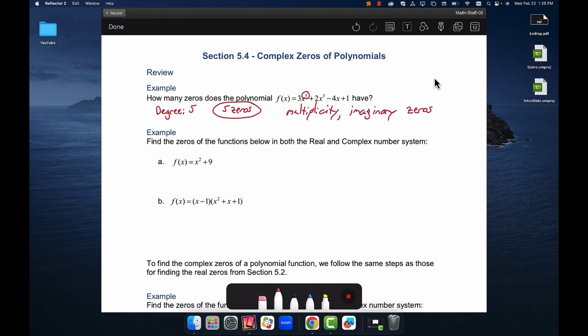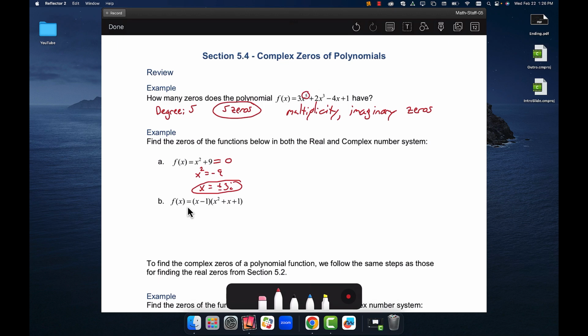Next, let's find the zeros of the following functions in both real and complex numbers. So to find zeros, remember we set the function equal to 0, and in this first one we'll simply subtract 9, take the square root of both sides, and we get plus or minus 3i. So we have 2 imaginary zeros. Notice that the degree is 2, and we do find 2 zeros. They just happen to be imaginary.